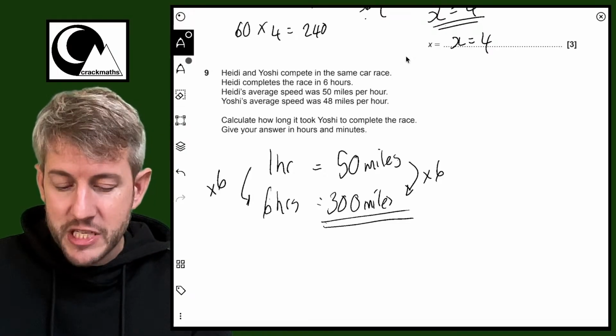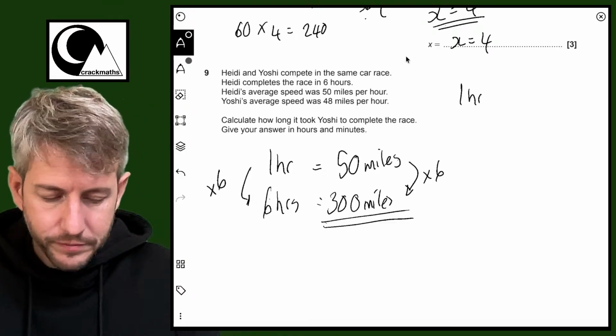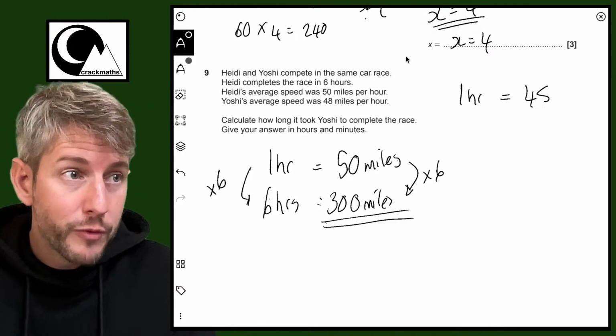Now Yoshi's average speed was 48 miles per hour. So in 1 hour, Yoshi travels 48 miles.